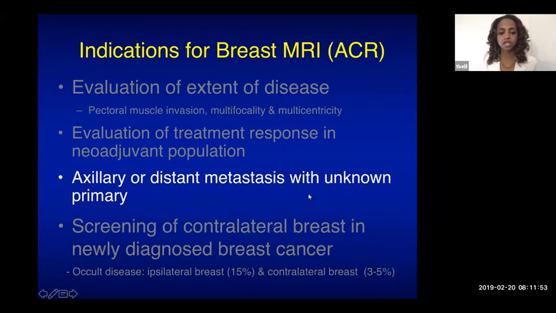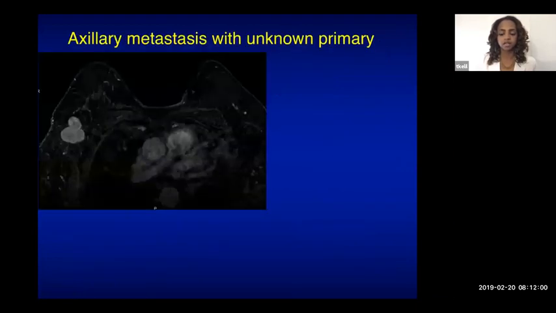Another indication is to evaluate axillary or distant metastasis with unknown primary. Let's say if a patient presents with axillary lymphadenopathy, either clinically palpated or found on imaging, but there is no primary identified on mammography or ultrasound, MRI can be used to problem solve.